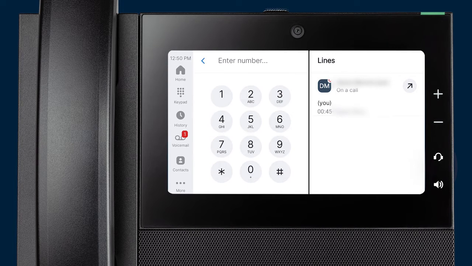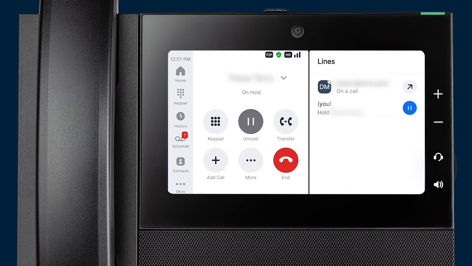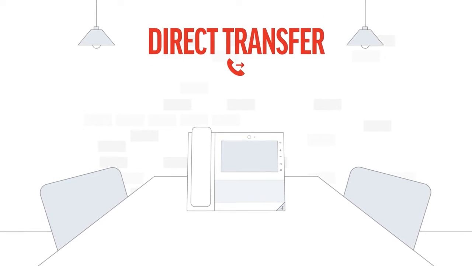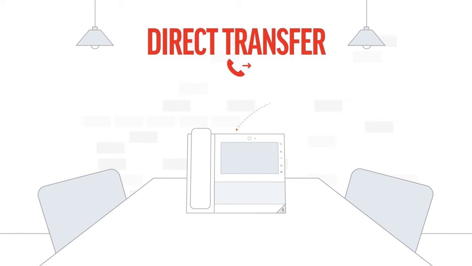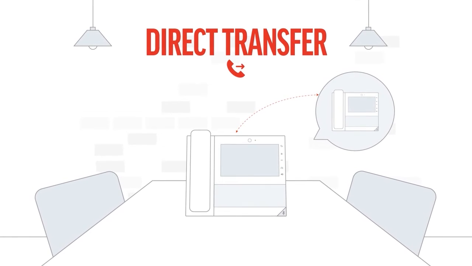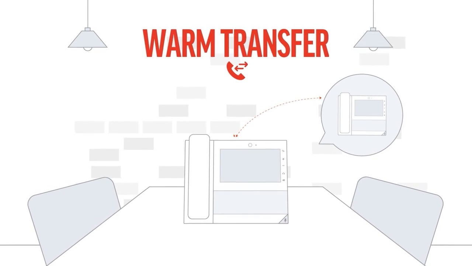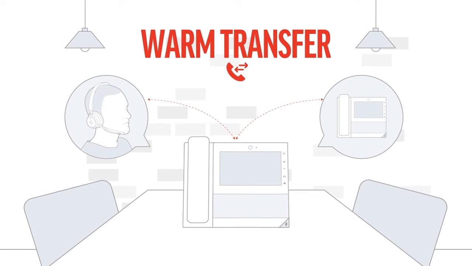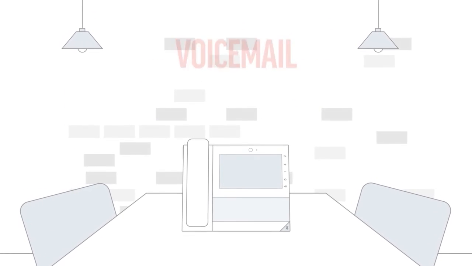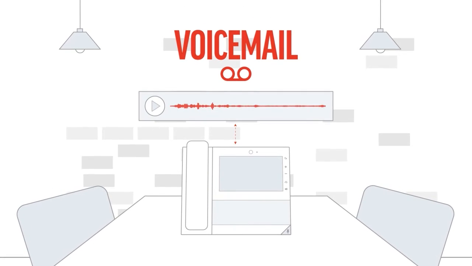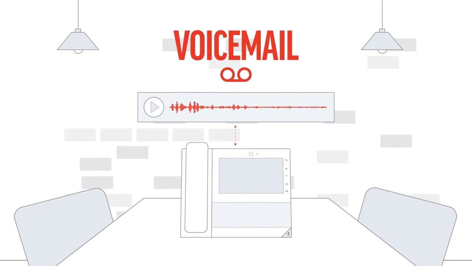Once in a call, several options pop up. You have the keypad. You can put the call on hold. If you select Transfer, you have 3 options. Direct transfer is the same as a blind transfer, which means you would not talk to the person you are transferring to before making the transfer. A warm transfer allows you to talk to the person you are transferring the call to first. Voicemail sends the call directly to the voicemail of the person you are transferring to.